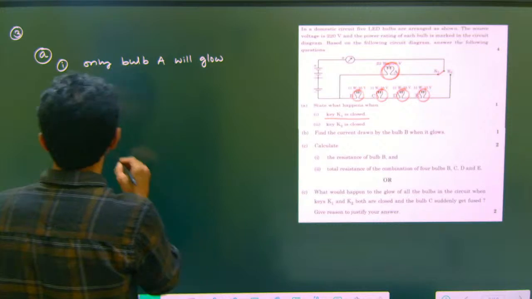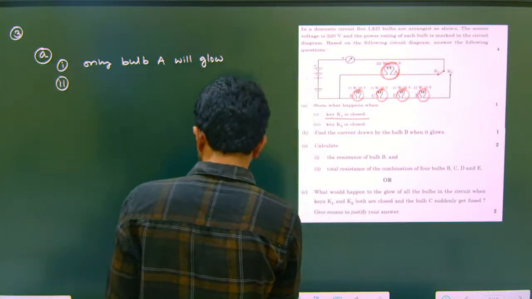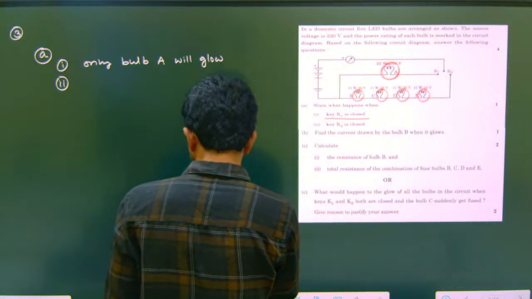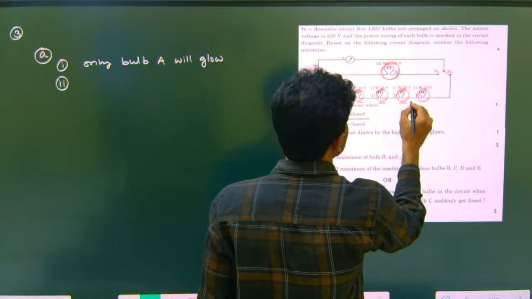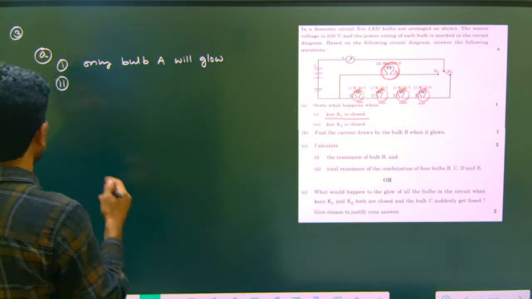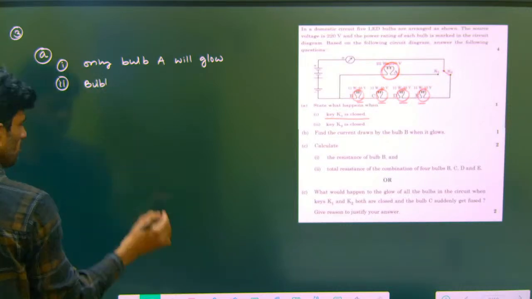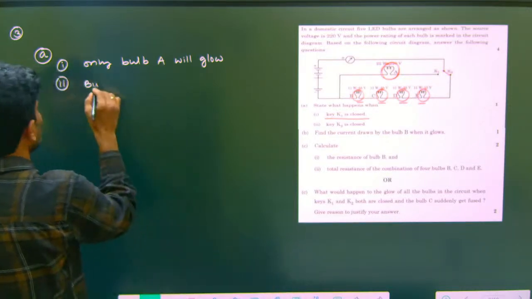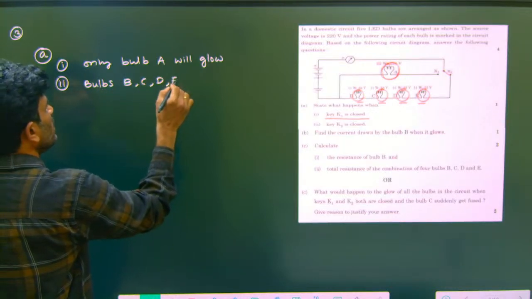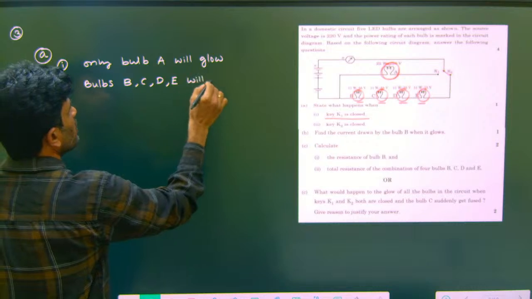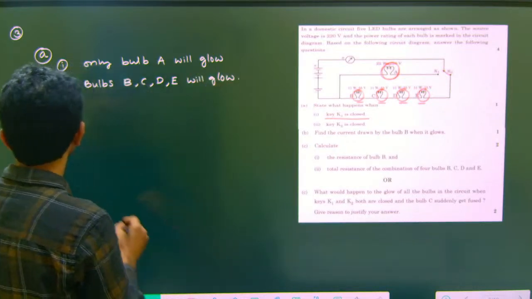If K2 is closed, what happens? Instead of K1, if K2 is closed, all these bulbs are in series. B, C, D, E, all are in series. So B, C, D, E will glow. All these will glow because all these are connected in series. That is the first question answer.